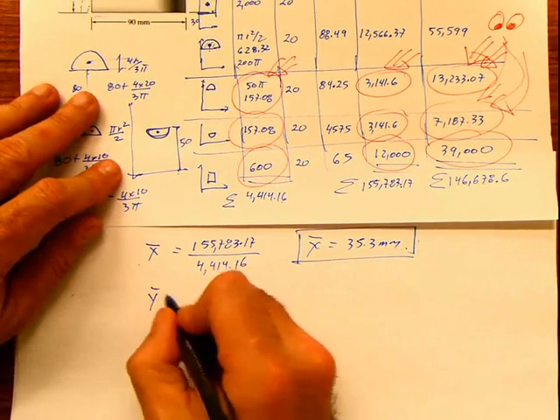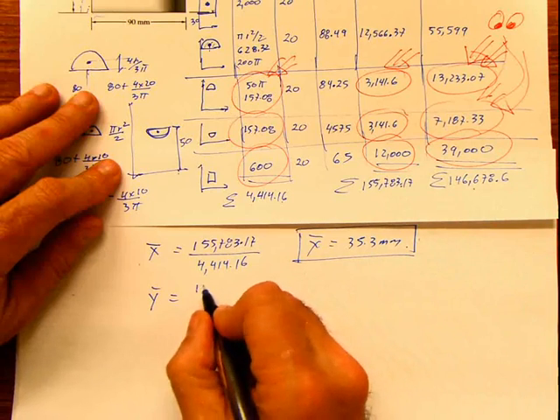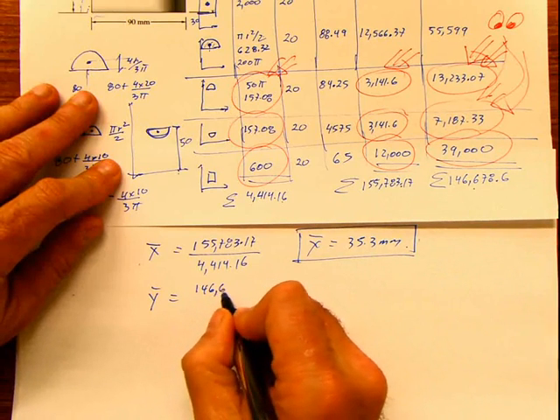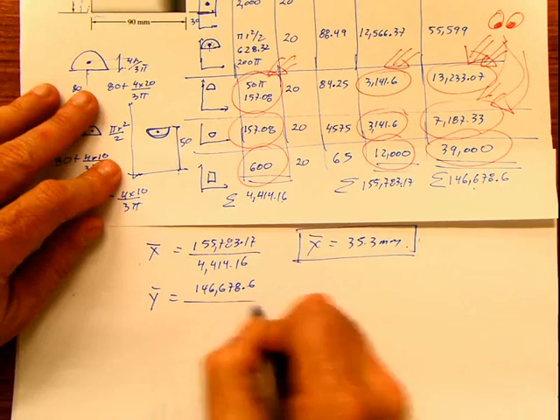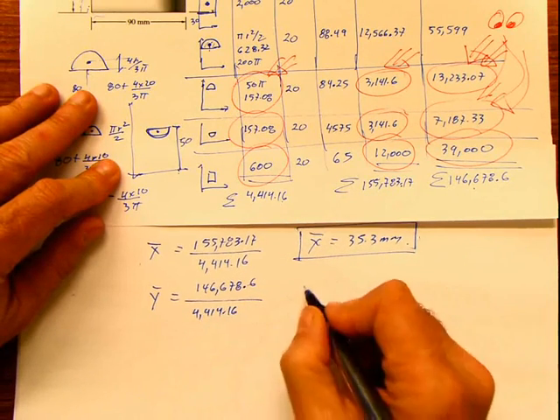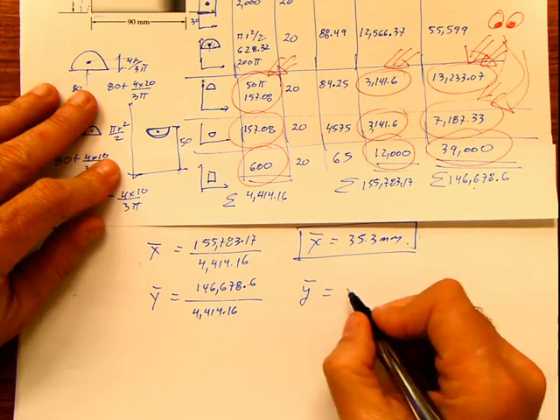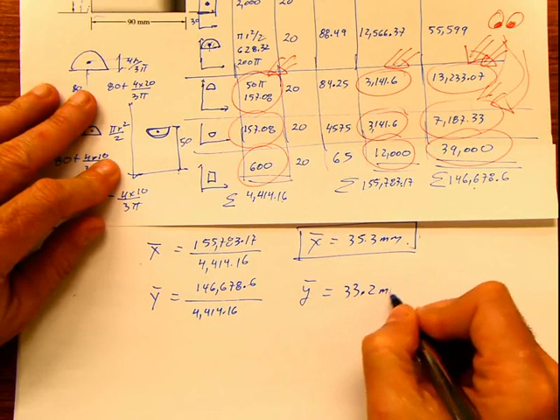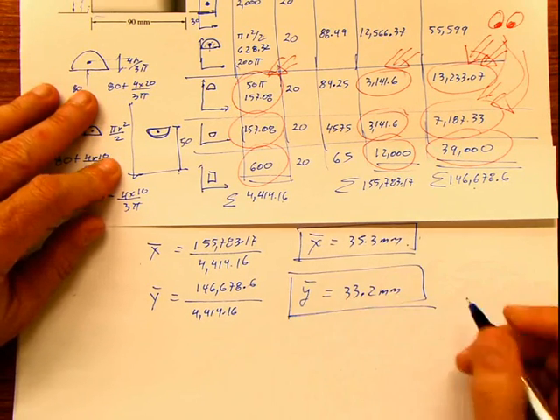And Y bar is going to be this one divided by this one. Y bar equals 33.2 millimeters. Units and boxed.